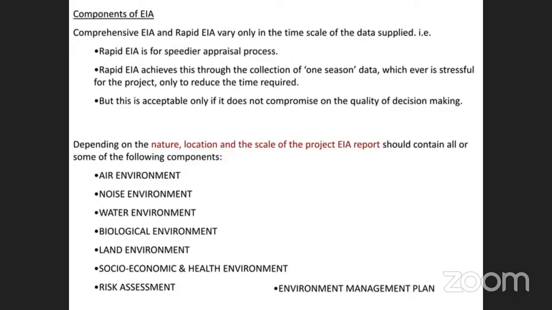The components of the environmental impact assessment. Rapid EIA is for a speedier appraisal process. It is easy to give the compliance clearance from the authorities. In the appraisal process, authorities are involved at various levels.